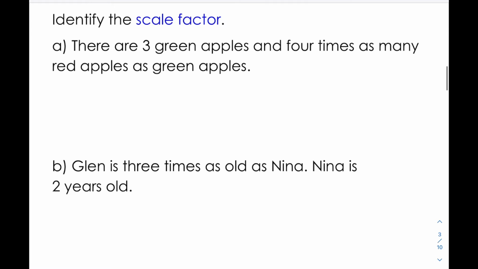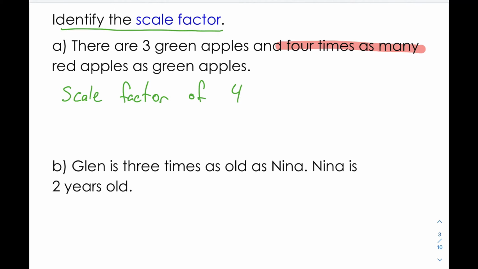So let's identify the scale factor in these questions. There are 3 green apples and 4 times as many red apples as green apples. So we'll put scale factor of 4. If you're being asked to identify the scale factor, that's all you need to do.